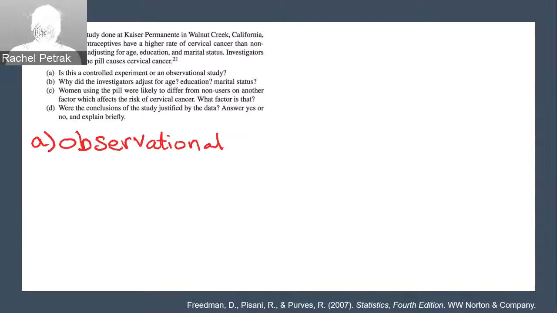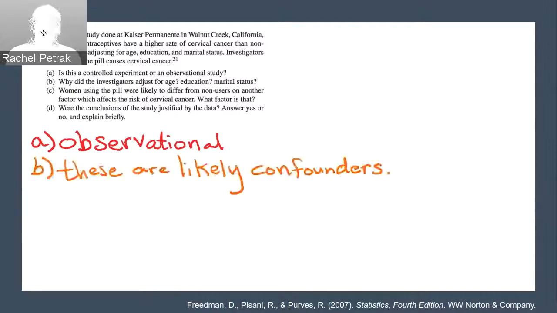So next up, why did the investigators adjust for age, education, and marital status? Well, these are likely confounders. Just as we looked at age as a confounder, education is often seen as a confounder. Education could be associated with use of oral contraceptives, in that women with higher education are more likely to use oral contraceptives and to use them correctly.